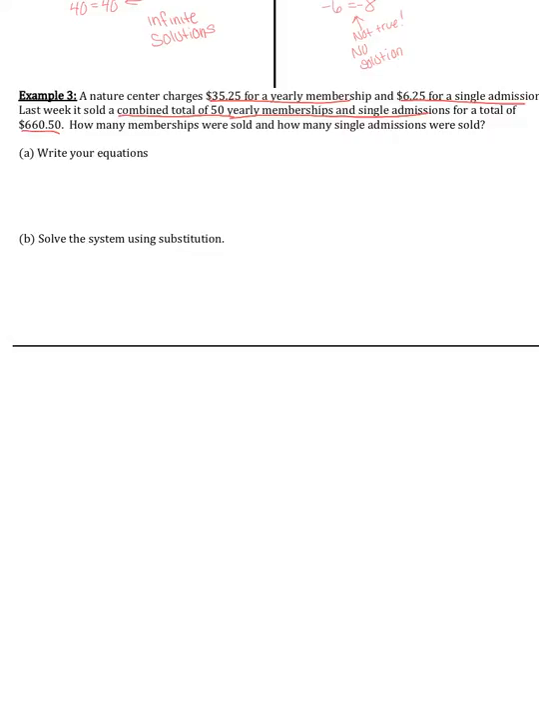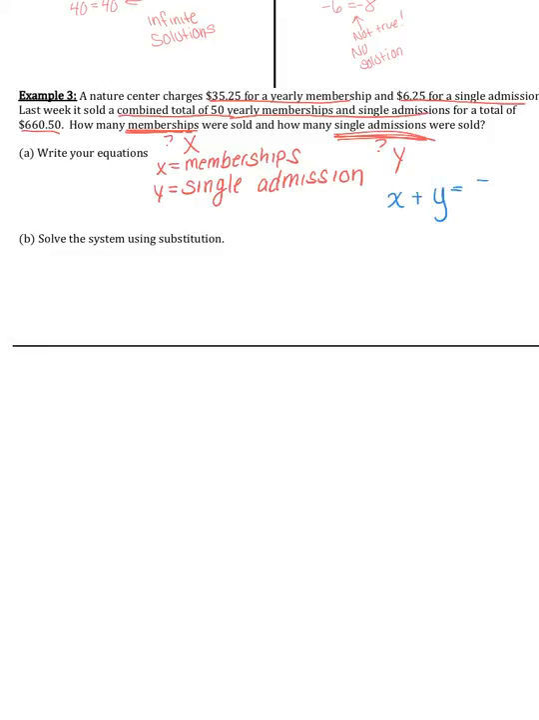So what they're asking me, memberships and single admissions, those are my unknowns. All right, so those are my variables x and y. So I'm going to say x is equal to memberships, and y represents single admissions. Remember, it's important that we define our variables. From this, I can now write my equation. So they tell me that altogether I sold 50 of them, right? So however many memberships plus however many single admissions should equal 50 that I sold.